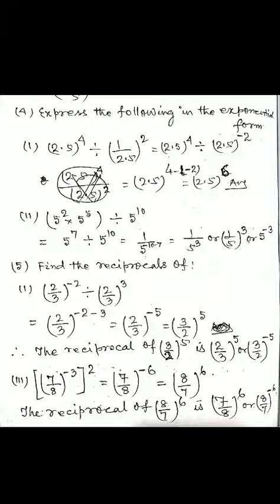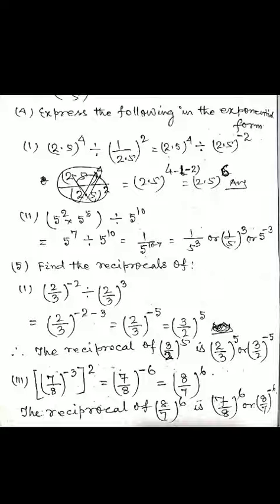Question number 5, find the reciprocal of 2 by 3 raised to the power minus 2 divided by 2 by 3 whole cube. It can be written as 2 by 3 raised to the power minus 2 minus 3, equal to 2 by 3 raised to the power minus 5, equal to 3 by 2 raised to the power 5. And therefore, the reciprocal of 3 by 2 raised to the power 5 is 2 by 3 raised to the power 5, or 3 by 2 raised to the power minus 5. Similarly, you can do question number 3.